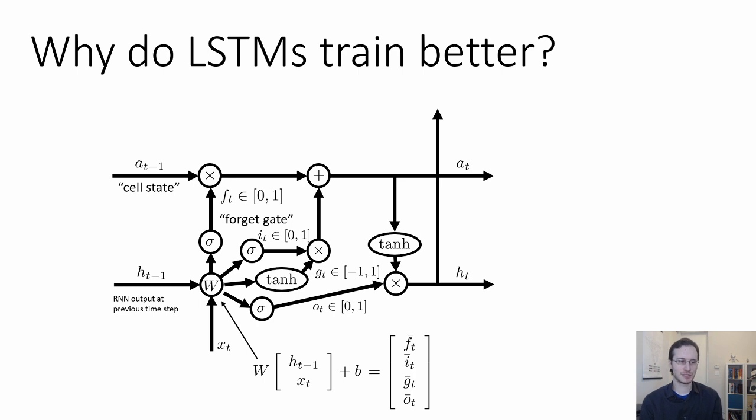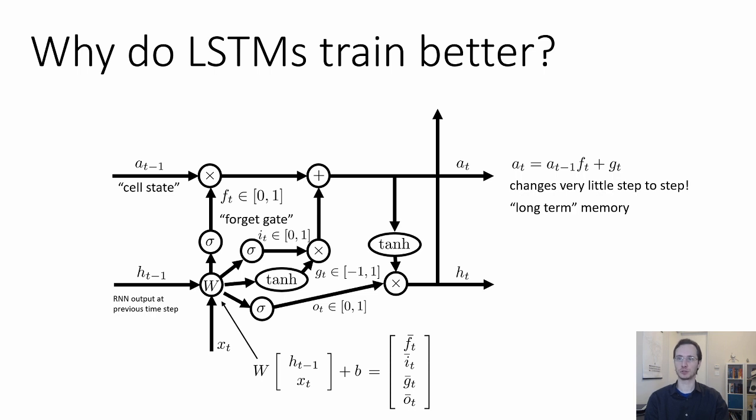So why do these LSTM cells actually work better? Well, the simplest reason is that AT is modified in a very simple way at each step. It changes very little, and how much it changes is determined entirely by FT. Now, you might complain that before I said that we really want the derivatives to be 1, and FT is definitely not 1. It's a number between 0 and 1. In fact, usually it's going to be less than 1. But that still ends up being good enough in many cases. So you can think of AT as essentially the long-term memory.